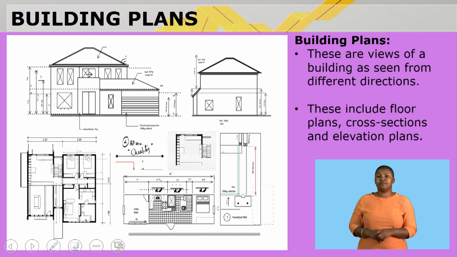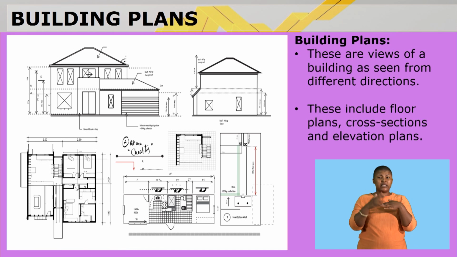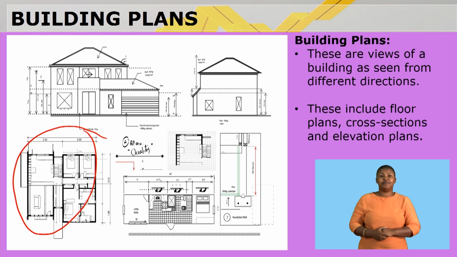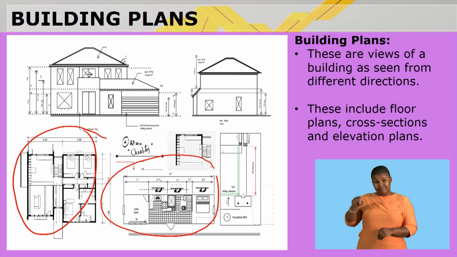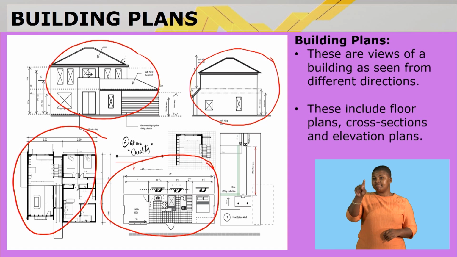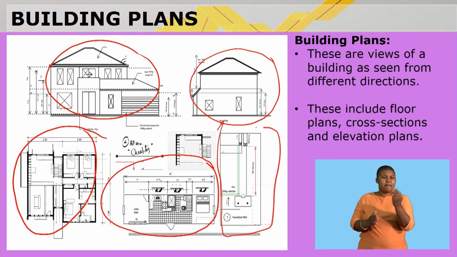Now let's look at a building plan. These are views of a building plan as seen from different directions. These include floor plans, cross sections, and also elevation plans. So there's my floor plan. There is a more specific floor plan. This will be your front view, and then that will be your rear view. And then it's just showing you here what the foundation walls are going to look like.